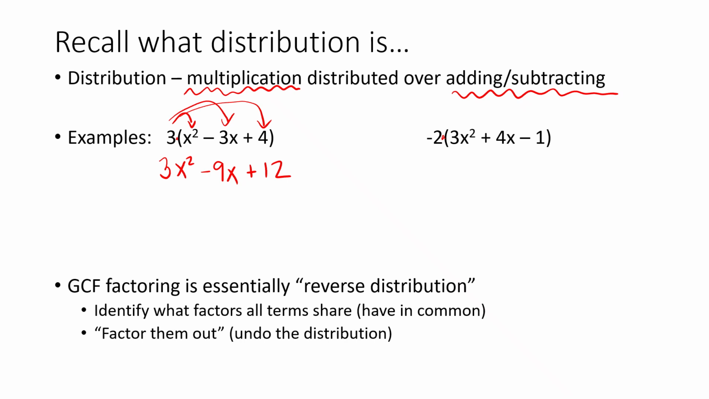If you are distributing a negative, you want to make sure that the negative gets multiplied through as well. So -2 times 3 would give me -6. And then, of course, the x squared is there. So -2 times 3x squared is -6x squared. -2 times 4 is -8. So you could either write -8x or plus -8x. And -2 times -1 is +2.